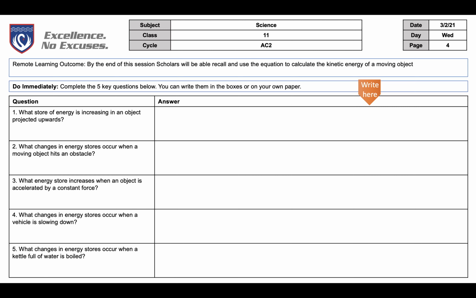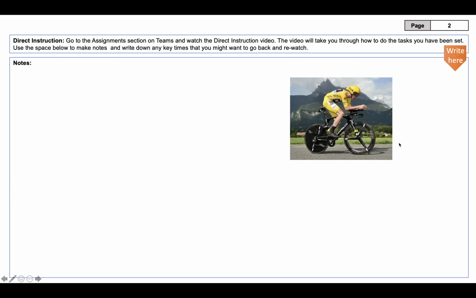And what changes in energy stores occur when a kettle full of water is boiled? So you have electrical energy transferred to internal energy. We'll take a look at our direct instruction next.